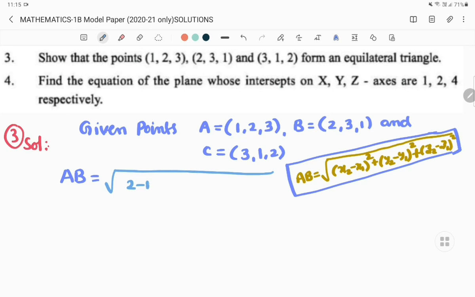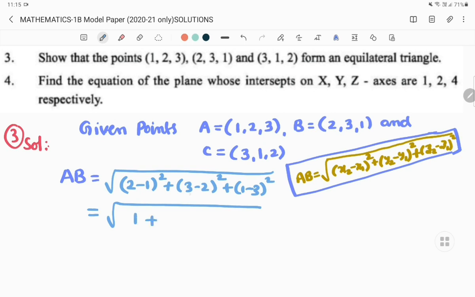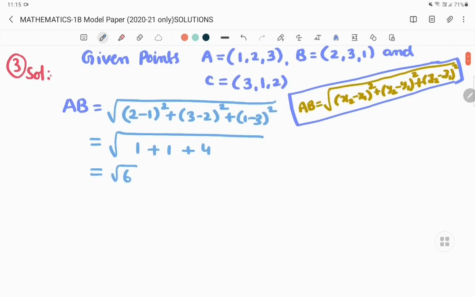So, for the first one I am writing like this. After that, 3 minus 2 whole square, directly I will write it, plus 1 minus 3 whole square. So which is equal to root over 2 minus 1, 1 square is 1, 3 minus 2 whole square, 1 square, 1 minus 3 whole square is 4. So which is equal to root 6. If we are getting BC and CA values also root 6, then our answer is right, equal to triangle.